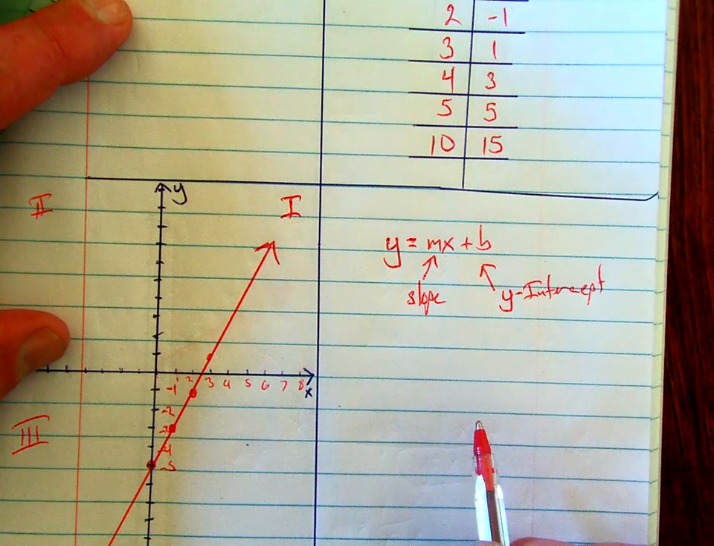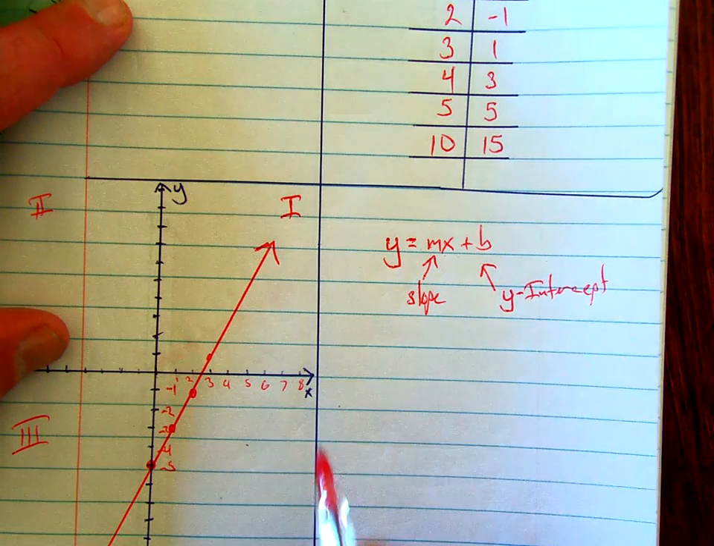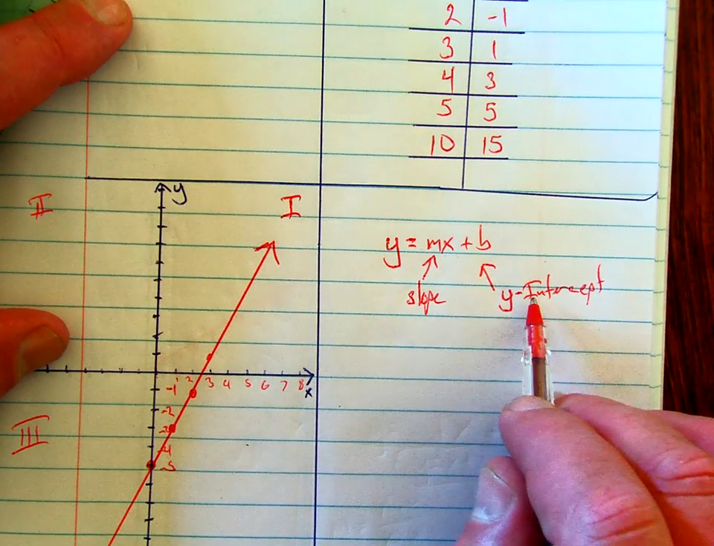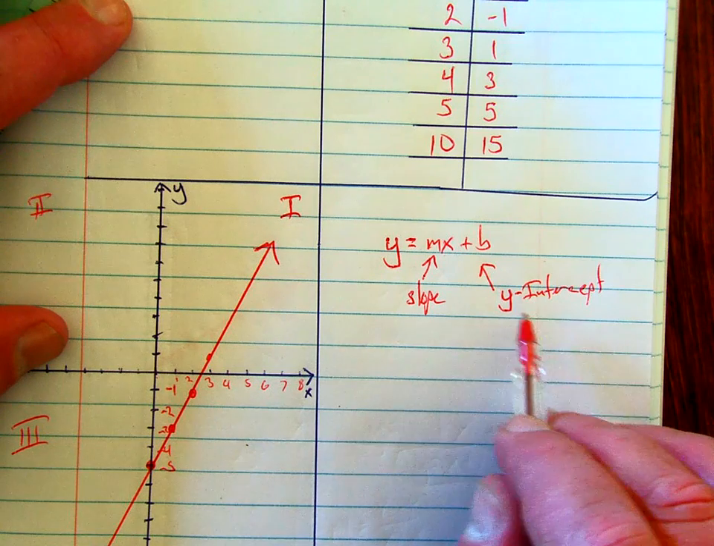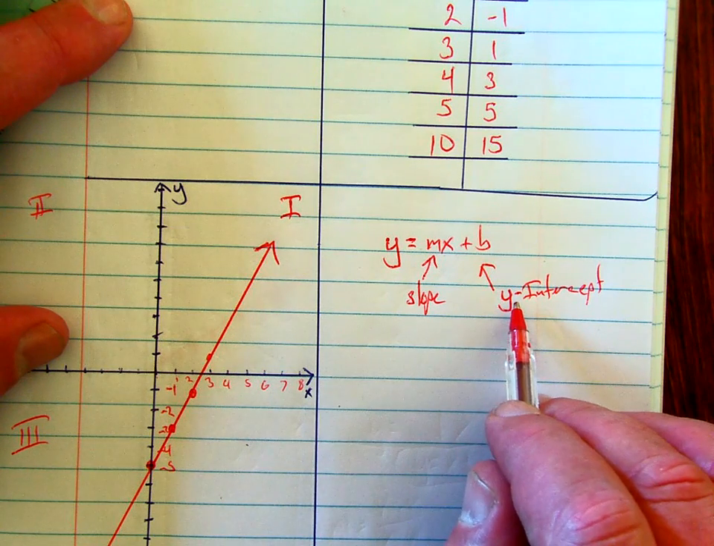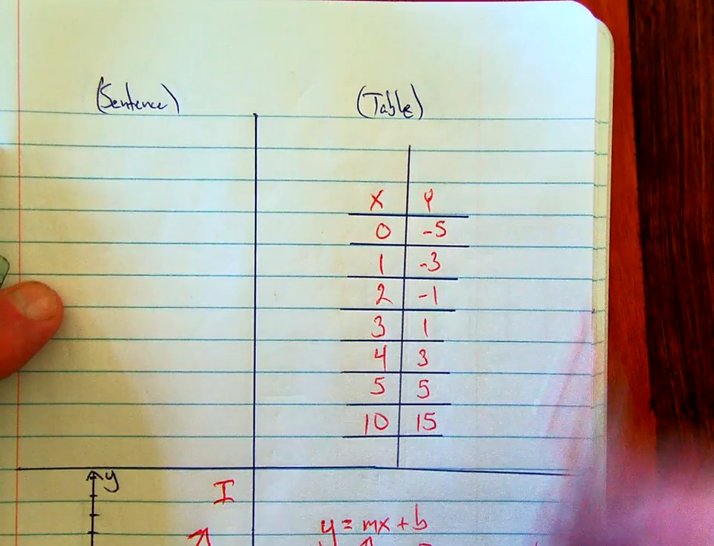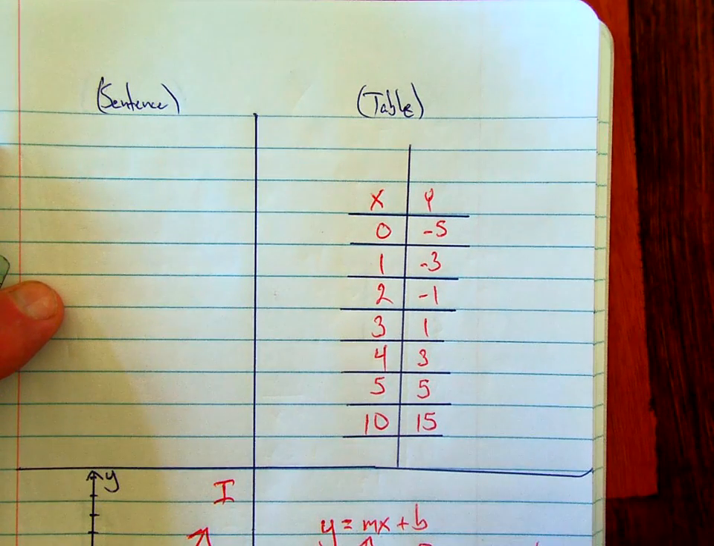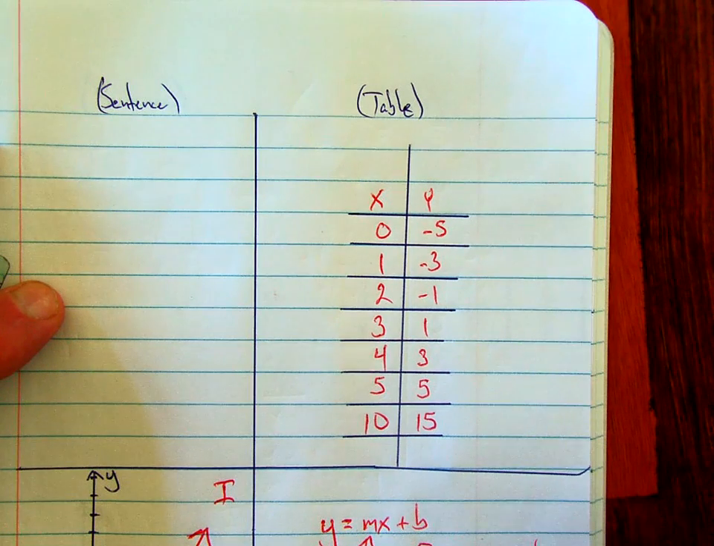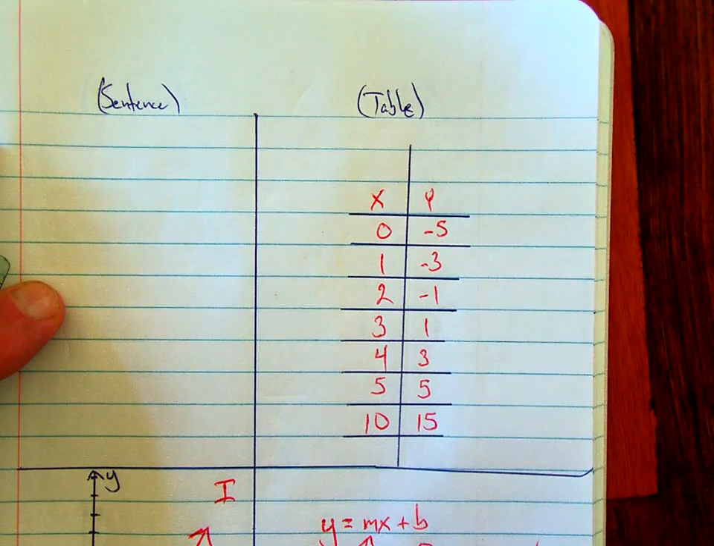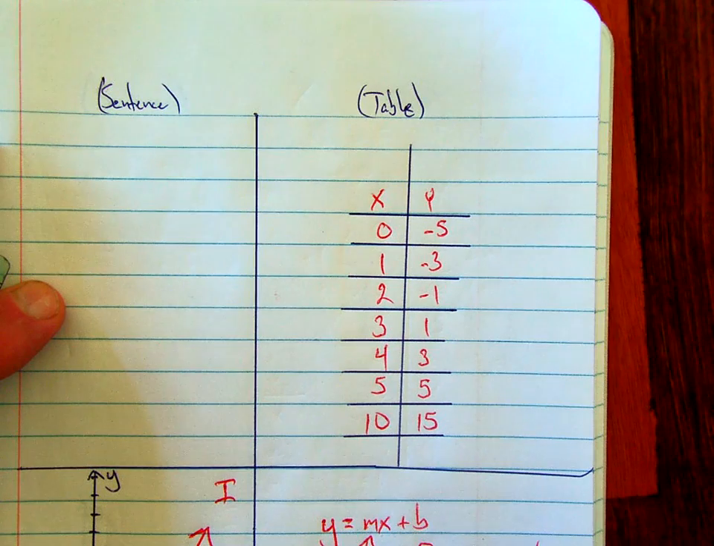All right, let's see if we can figure out the y-intercept first. This is the value of y when x is 0. And if we look up here, when x is 0, y is negative 5. So in this case, b is negative 5. Y equals some value times x plus negative 5, which is the same as minus 5.